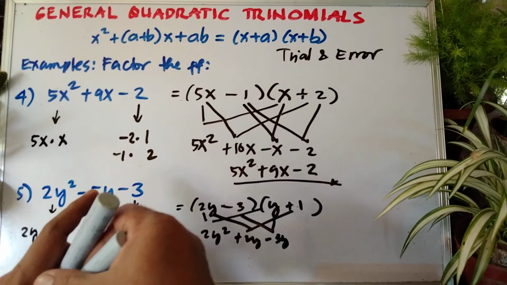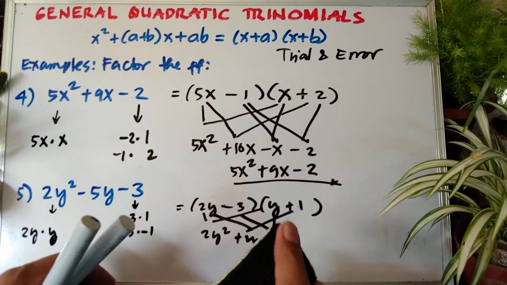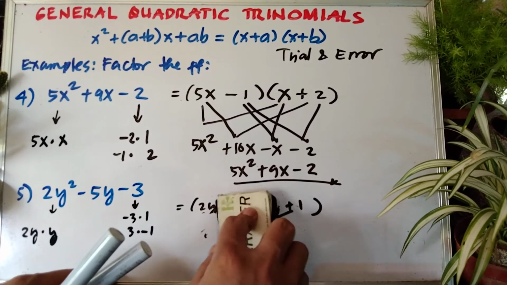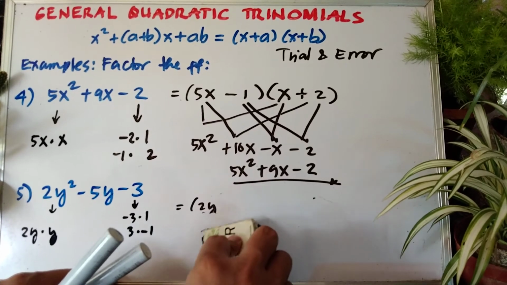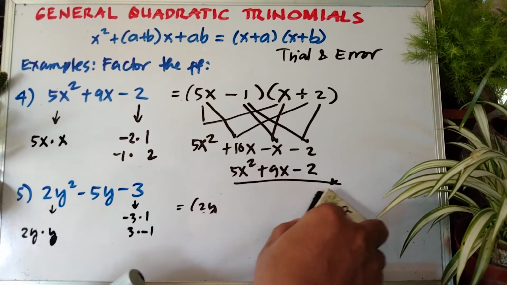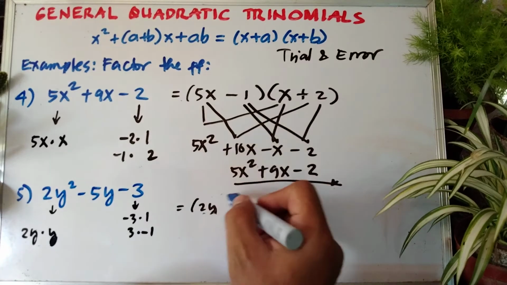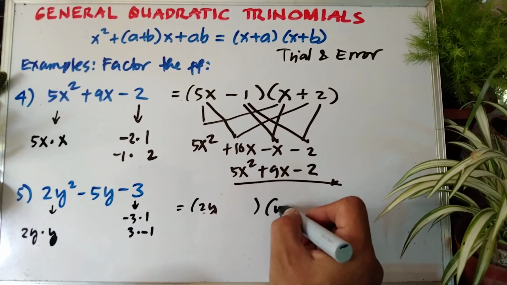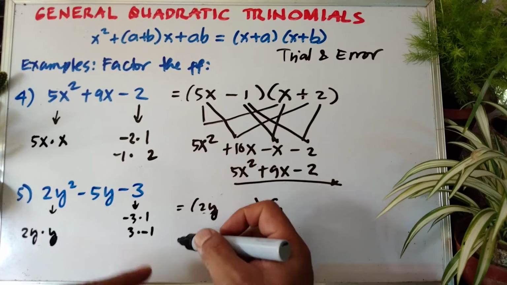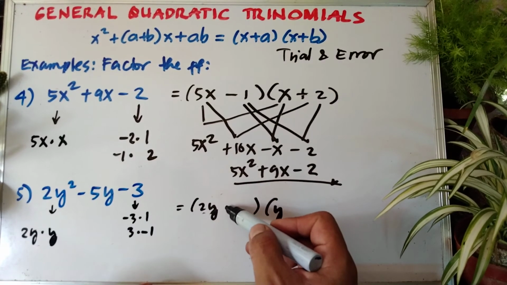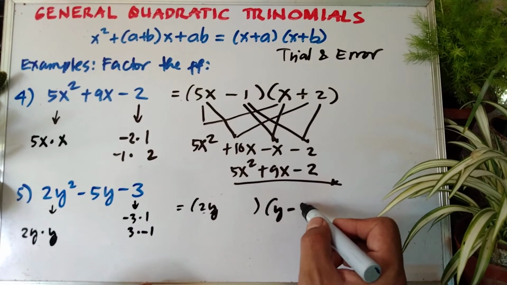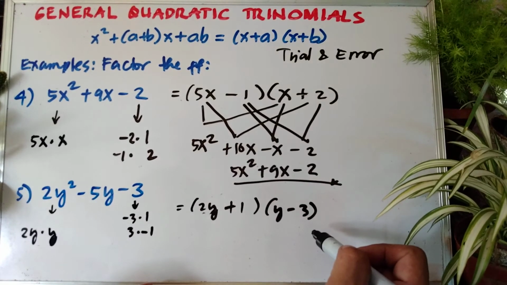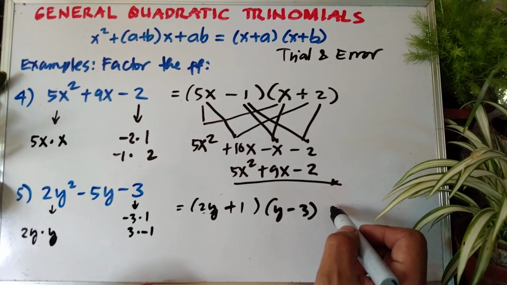So that's why it is very important for you to do the trial and error. Okay? So we know that only those four can be used, 2y and y. Since we were wrong here, we will place negative 3 here, and positive 1 here. Let's change it. And this is the correct answer.